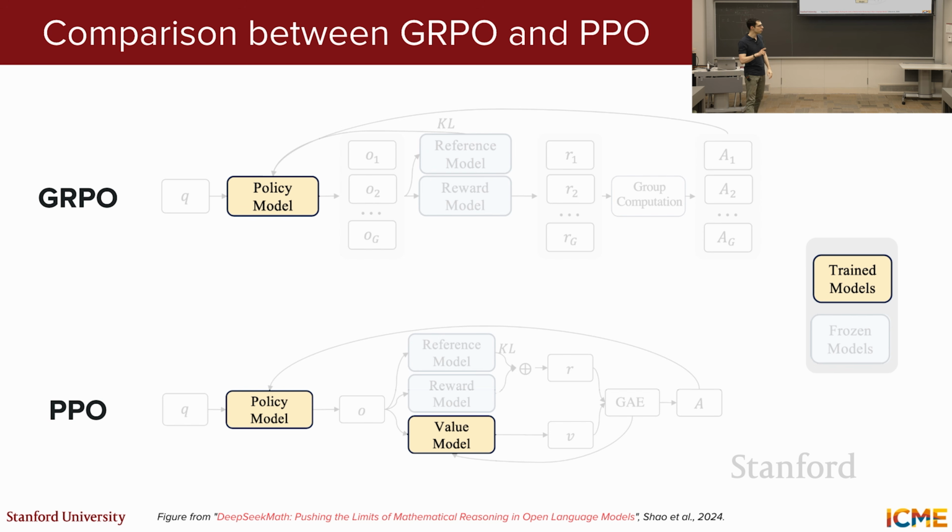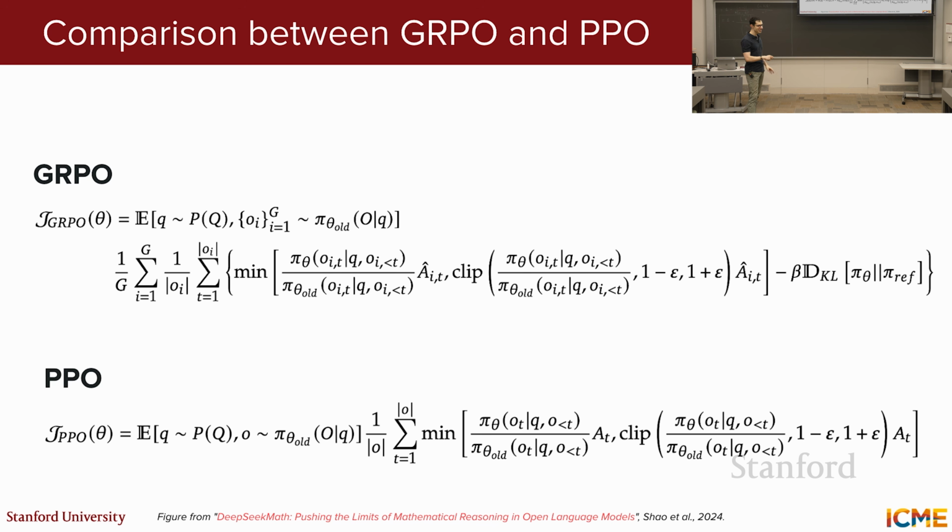OK, so until now, we've seen only drawings and illustrations. So let's see some math. You have the GRPO loss function at the top and the PPO loss function at the bottom. They look scary, but we're going to see together some similarities and some differences.